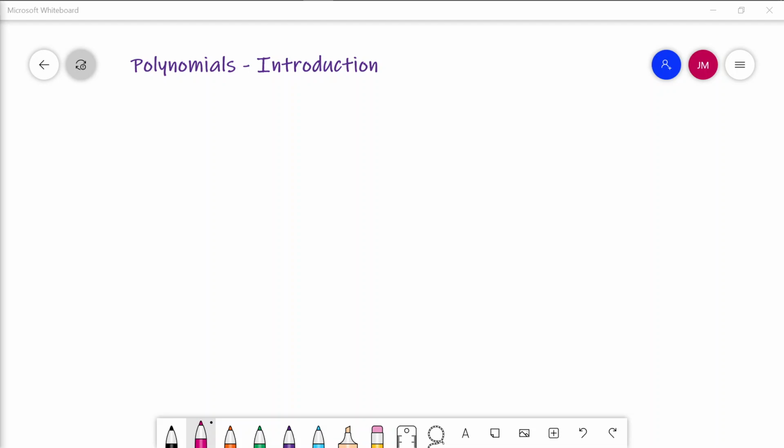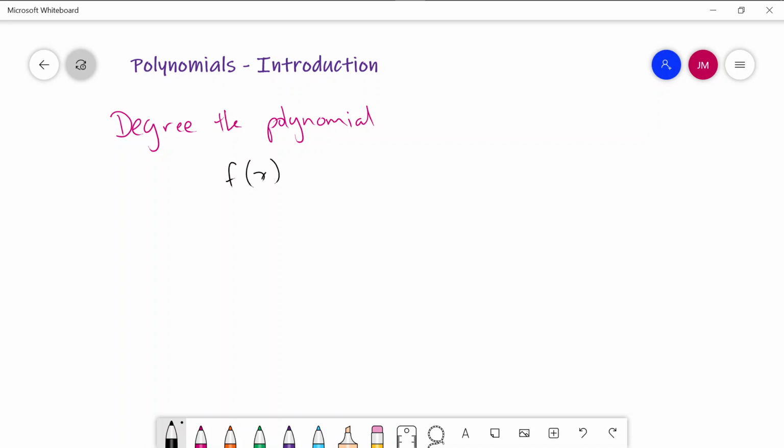So the language used to describe polynomials is we refer to it by its degree. So the degree of the polynomial is denoted by the highest power of x. So for example, if I had the function f of x is equal to 3x cubed plus 2x minus 5, then we'd say that this is a third degree polynomial, or a degree 3. And often we'll use the short term cubic.